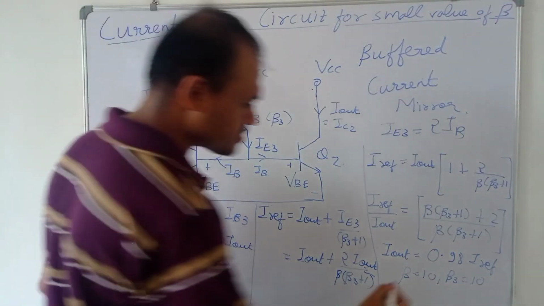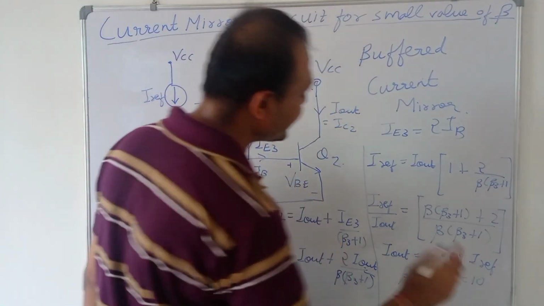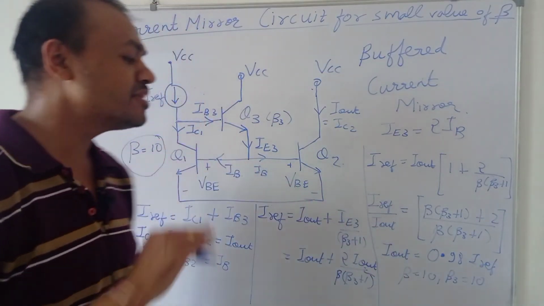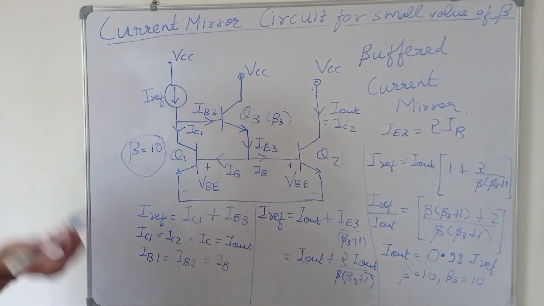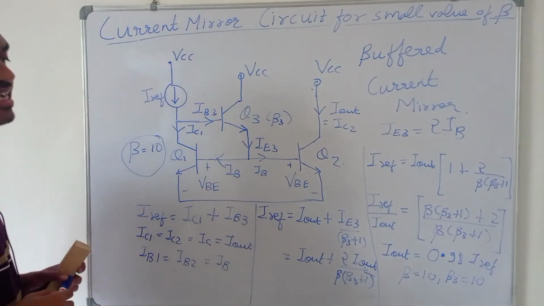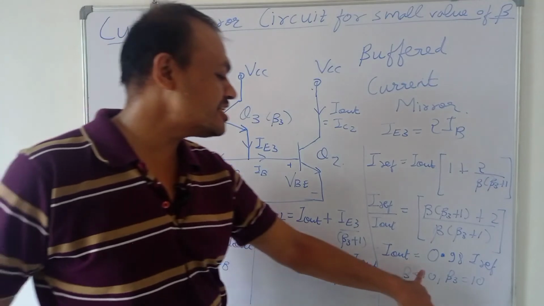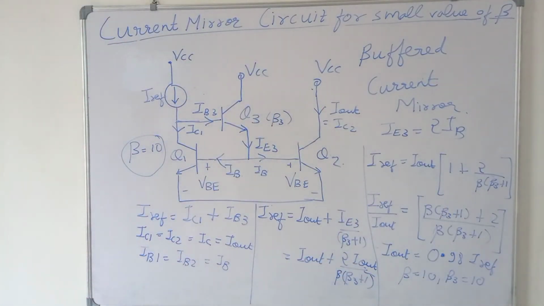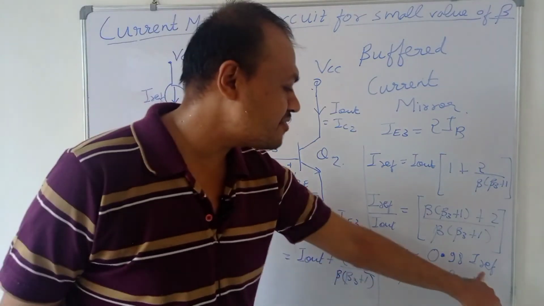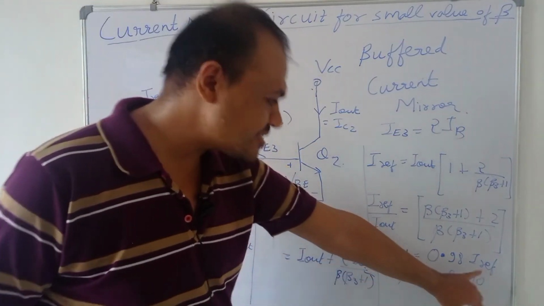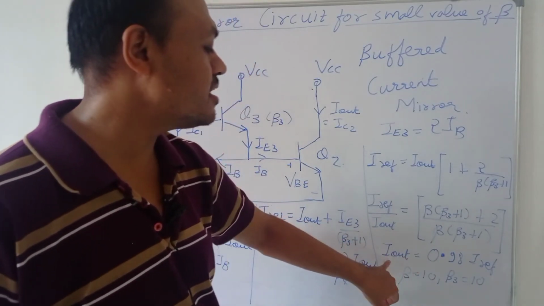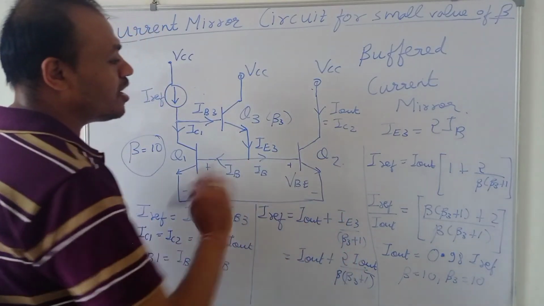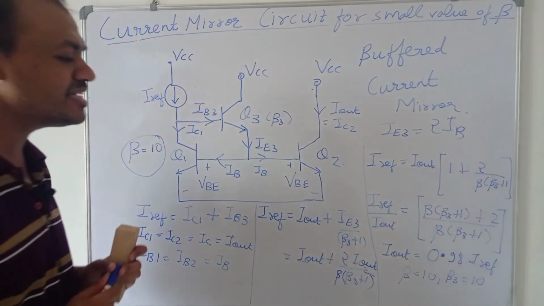In the previous circuit, which was a normal circuit, I out was equal to 0.83 of IREF. So there was between 15 to 20% of difference in I out and IREF. But here I out is equal to 0.98 of IREF. So the difference is hardly 2% between the value of reference current and output current. So the reference current is exactly copied to the output current. The values of reference current and output current are the same, or very nearly the same, in this buffered current mirror circuit.